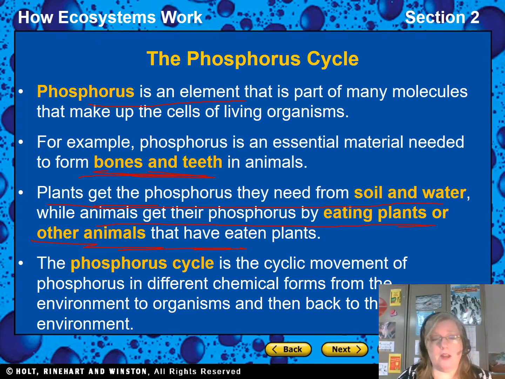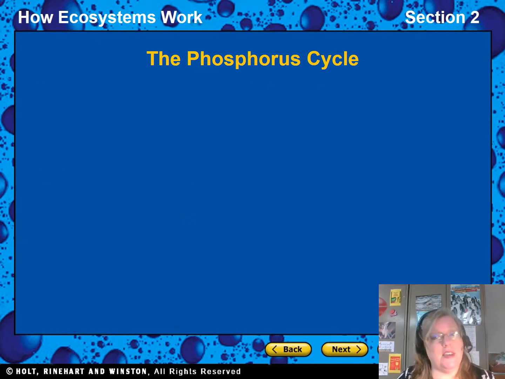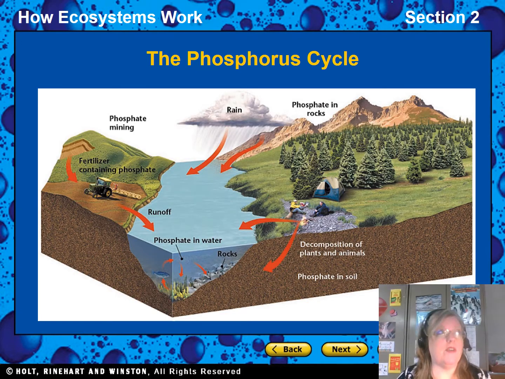And the phosphorus cycle, officially, the official definition: the cyclic movement of phosphorus in different chemical forms from the environment to organisms and back again to the environment. The thing that makes the phosphorus cycle different than the other two, like I said, we've covered carbon first, and then nitrogen, now phosphorus. The thing that makes phosphorus different is that there's no phosphorus in the air.